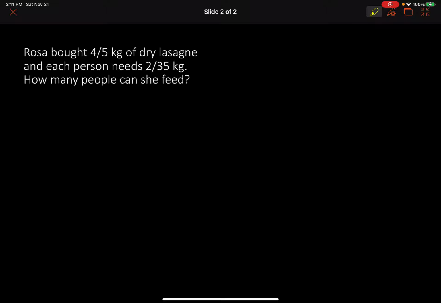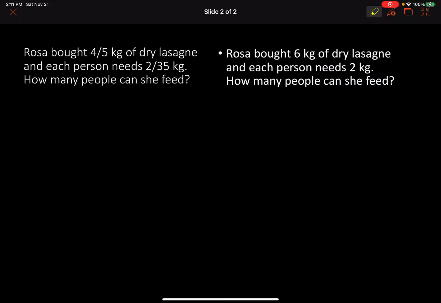So, if it's difficult deciding which operation to use when you're solving a word problem, you might find it helpful to replace the fractions with whole numbers and ask the same question. Okay, so Rosa bought 6 kilograms of dry lasagna, and each person needs 2 kilograms. So how many people can she feed?